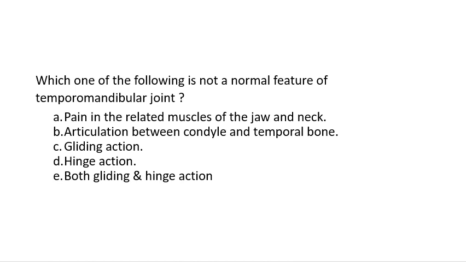And the second is articulation between condyle and temporal bone. Then we have the gliding action, the hinge action, and both gliding and hinge action. So temporomandibular joint is an articulation between the temporal bone and the mandibular condyle, and there are two principal actions that take place within it, the gliding action and the hinge action. One way of solving this multiple choice question is to exclude all the right options.